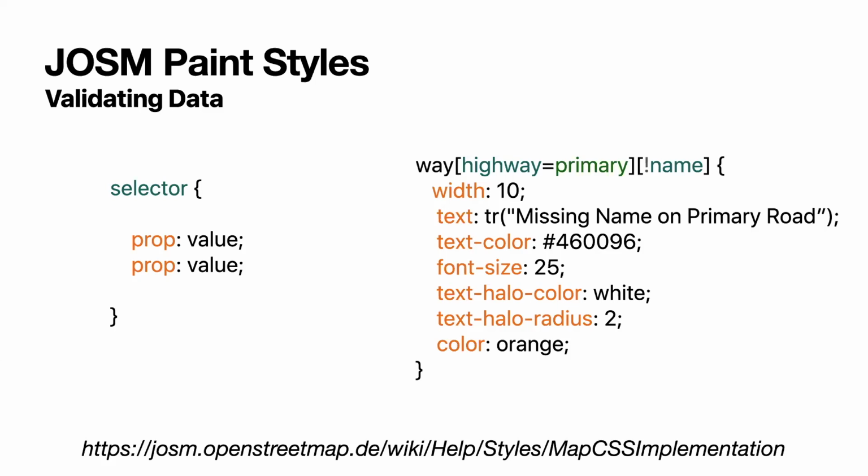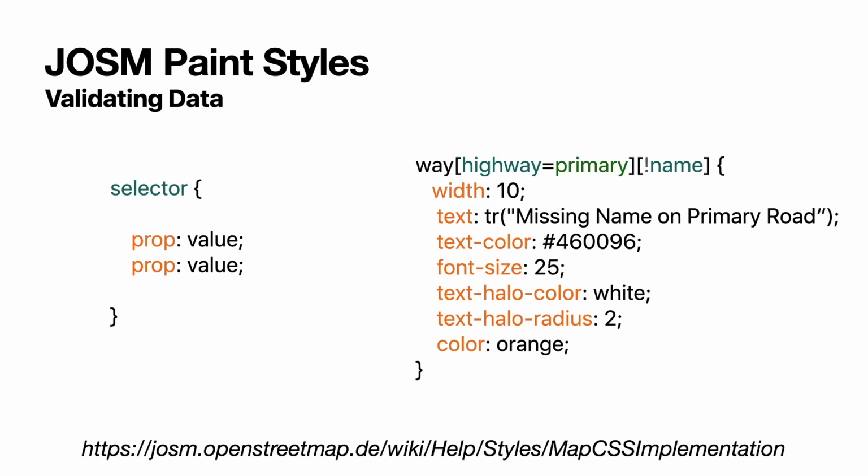Following this, we have an exclusion in brackets. We're saying not name, or a feature without a name tag. So, putting this all together, we're looking to style a way that has a highway tag with a value of primary, and it can't have a name either. Once our style selects that feature, we use property and value pairs to tell JOSM what to do. Here we want this feature to have a width of 10. We're going to show some text that says missing name on primary road, change the text color and the font size, and at the bottom, we're changing the actual color of the feature to orange.